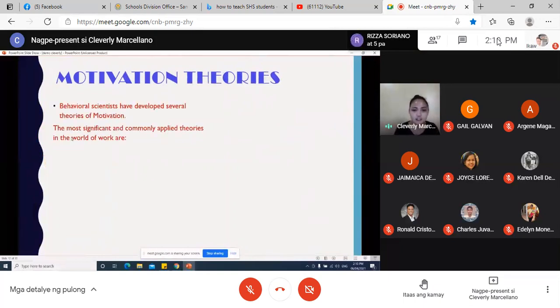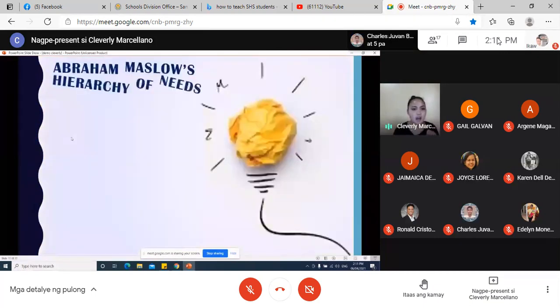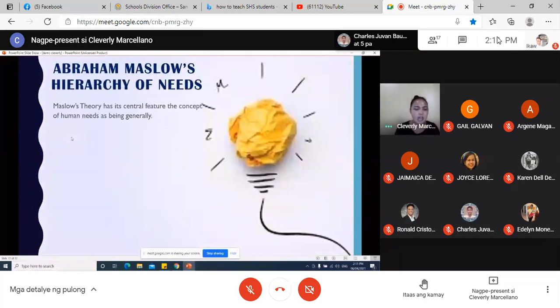Behavioral scientists have developed several theories of motivation. The most significant and commonly applied theories in the world of work are Abraham Maslow's hierarchy of needs, Frederick Herzberg's motivation hygiene theory, and David McClelland's achievement motivation. Let's go to Abraham Maslow's hierarchy of needs. Maslow's theory has a central feature, the concept of human needs. According to Maslow, human needs are arranged in 5 levels.